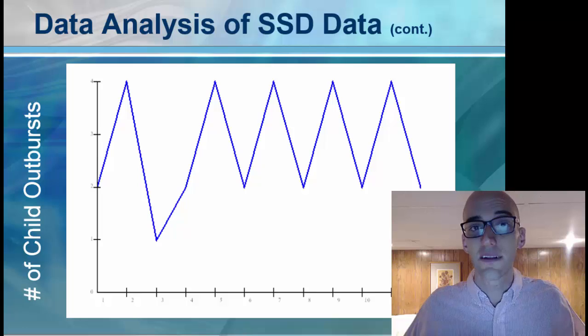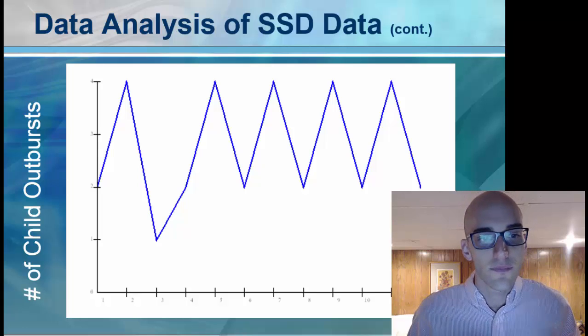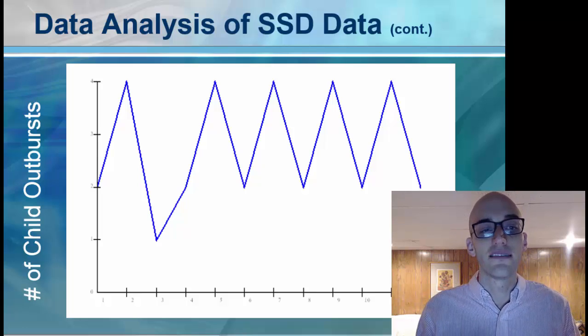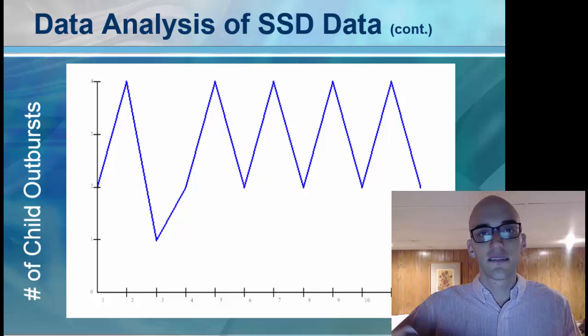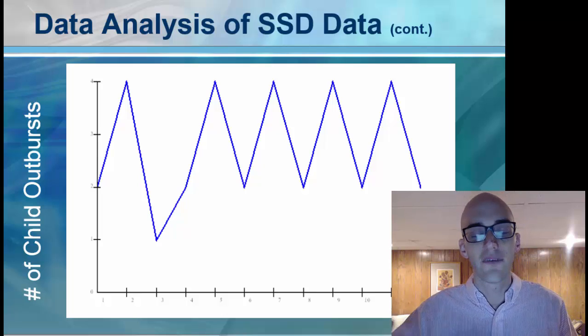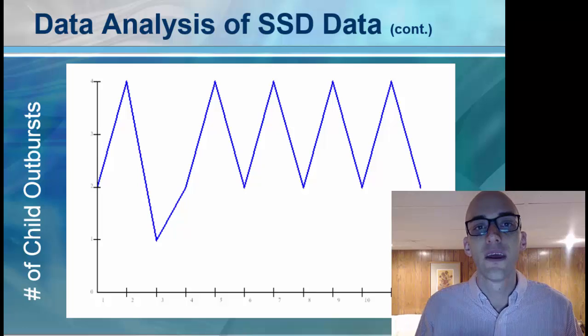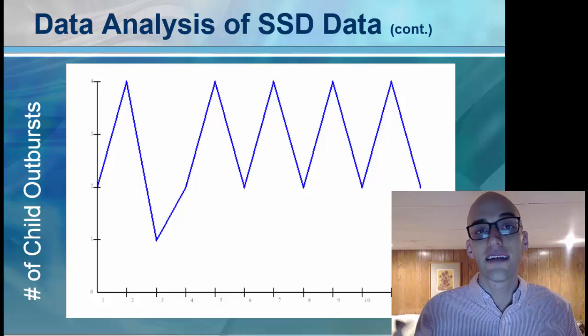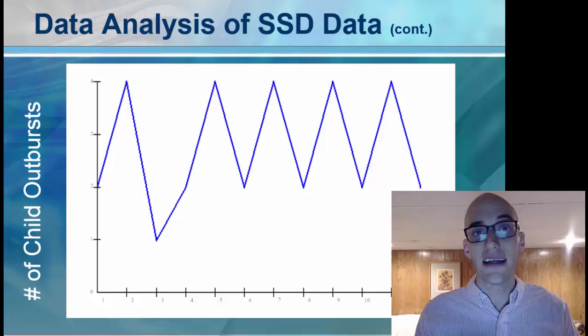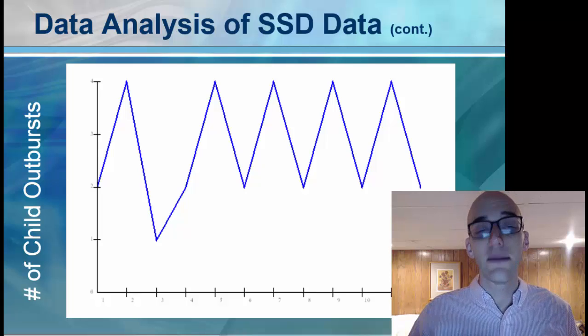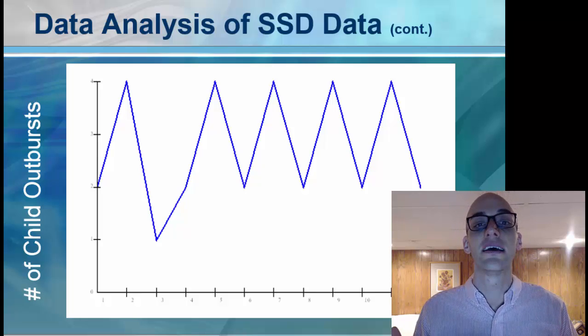So this is a really similar example. And here we've got number of child outbursts. So you can see that there's almost this perfectly predictable pattern here of up and down, up and down, and up and down. But in this scenario, the child was having outbursts whenever they were at their dad's house, but whenever they're at their grandparents' house, they weren't having outbursts.